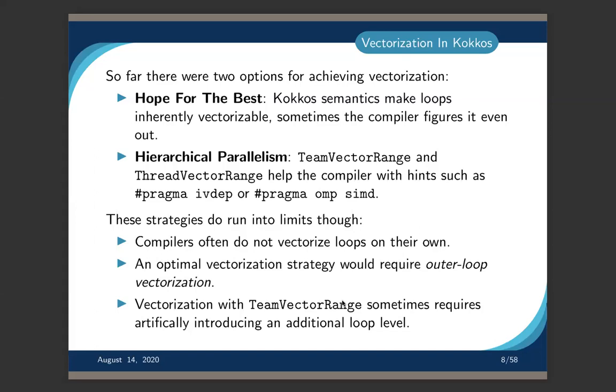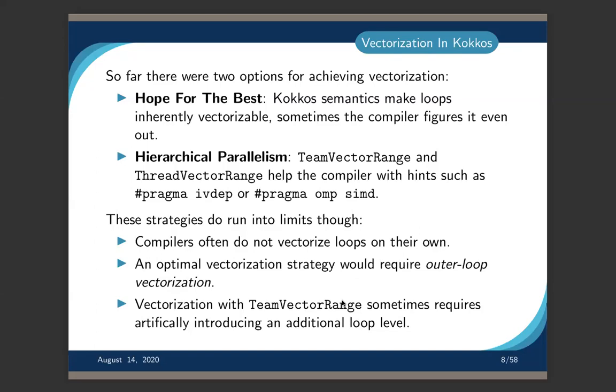So the general problem with all of this is that compilers, A, often do not vectorize loops on their own. That's the hope-for-the-best strategy. And another big problem is that an optimal vectorization strategy actually would require outer loop vectorization. We're going to talk about that in a bit more detail in a bit.